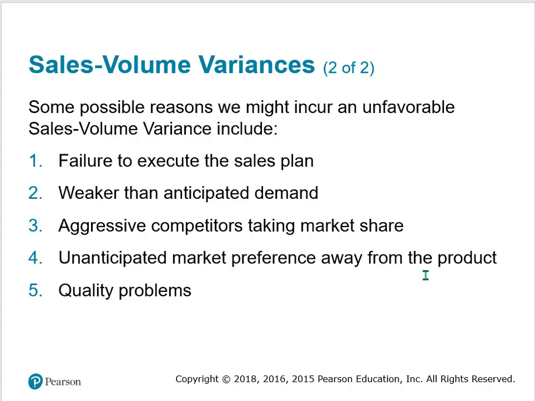Or quality problems. So how a company responds to an unfavorable sales volume variance will depend on what its managers believe caused the variance. If, for example, the underlying cause is market, like 1 through 4, those are all based on the market, the sales manager is most likely to be able to explain the cause. If, on the other hand, there are quality problems, the production manager would be in the best position to explain what happened.